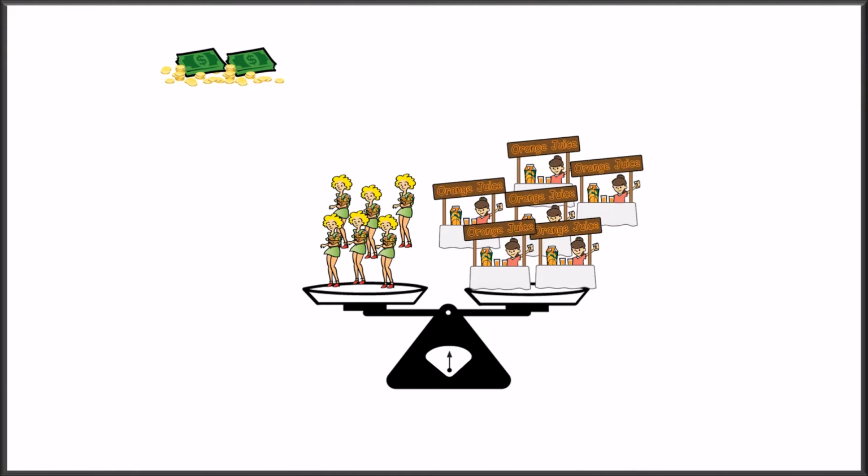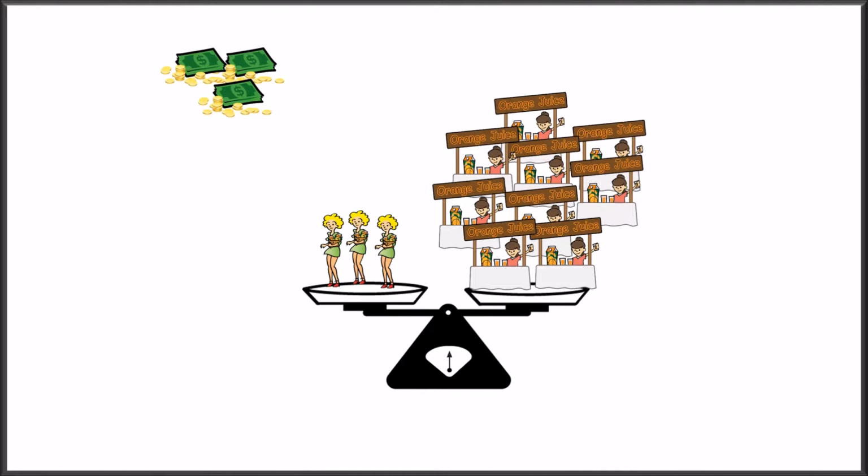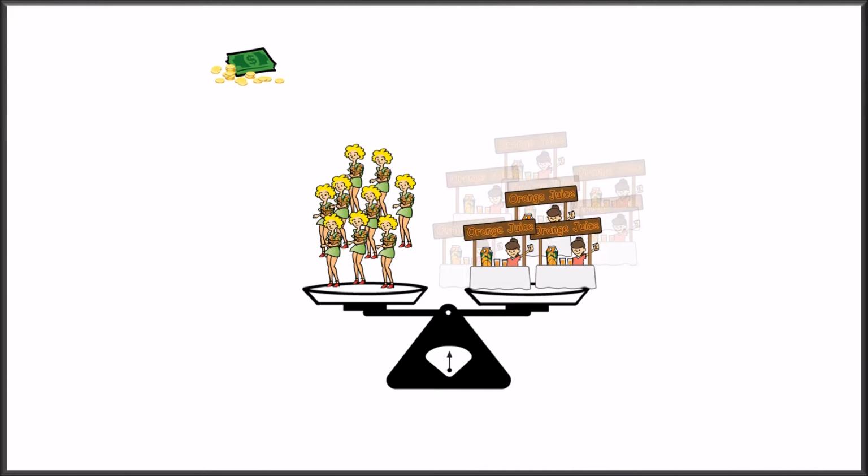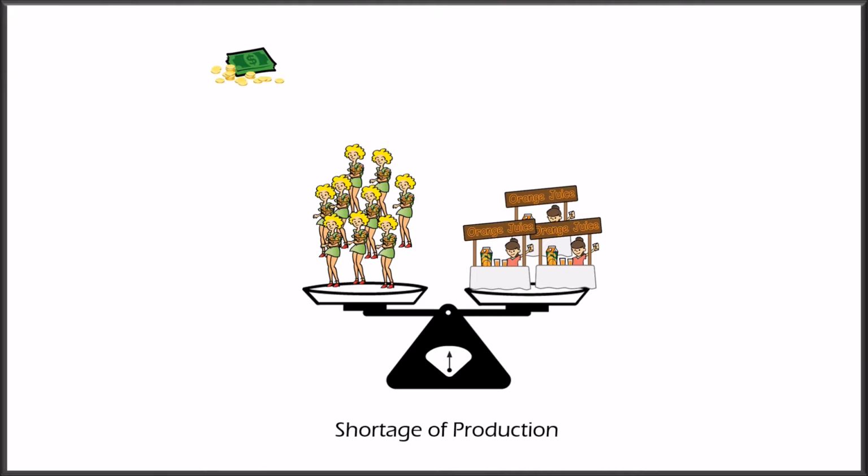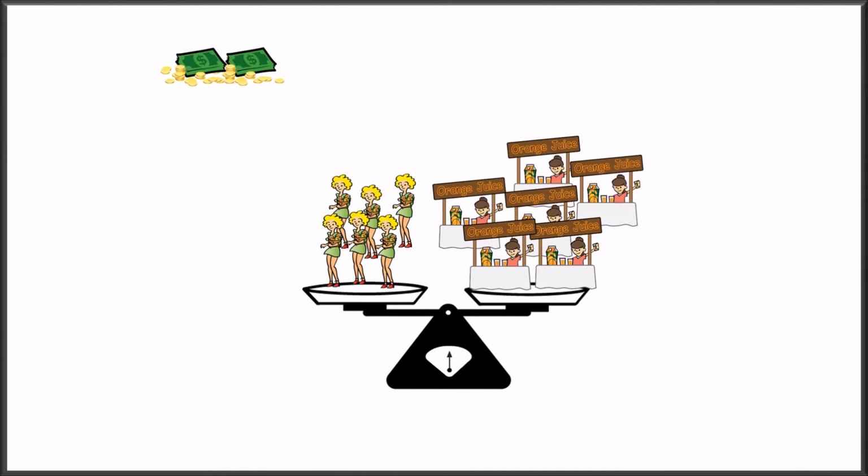As such, when the product is too expensive, consumers don't want to buy much of it, while firms will want to sell a lot of it, leading to what we call a surplus of production. In contrast, when the product is too cheap, consumers want to buy a lot of it, while firms don't want to sell much of it, leading to what we call a shortage of production. There is, however, a right price at which consumers want to buy the same amount as firms want to sell. We call this the equilibrium price, which leads to the market equilibrium.